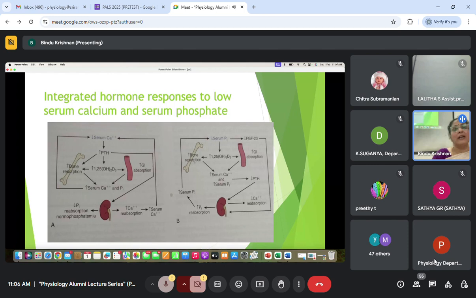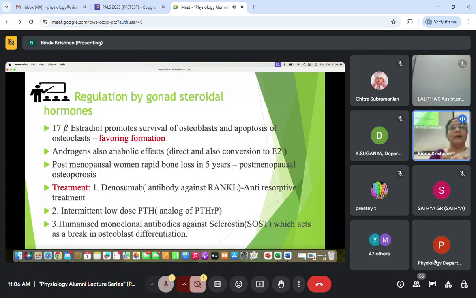Now the same integrated hormone response, in the other scenario, whenever there is a reduction in serum calcium and a reduction in serum phosphate. I think you can easily frame this by yourself with whatever you have seen now. With reduced serum calcium, my PTH is going to be more. Because of increased PTH, my vitamin D formation is going to be more. Then by acting on the bone, the kidney, and the intestine, it is able to increase my serum calcium and phosphate, right? So this was just a quick summarization of what we have read till now.